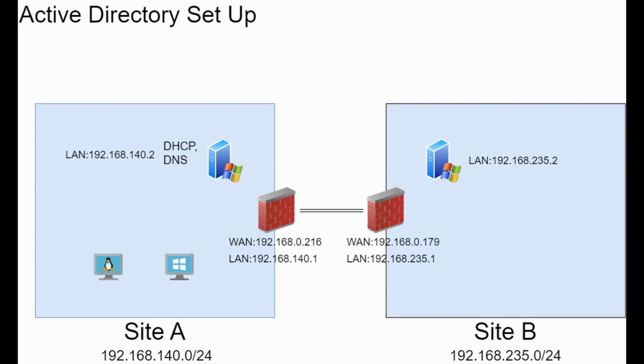Finally, we will repeat all the action in site B firewall, which is the 192.168.235.0/24. And at the end of the video, we will establish the connection on both ends and do some testing. All right, let's get started.